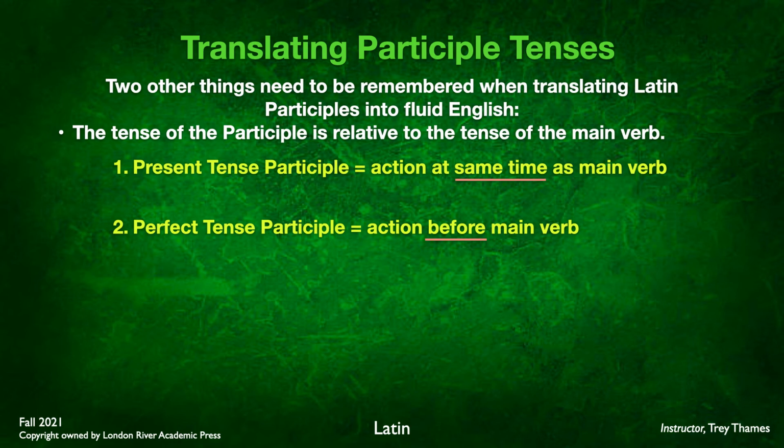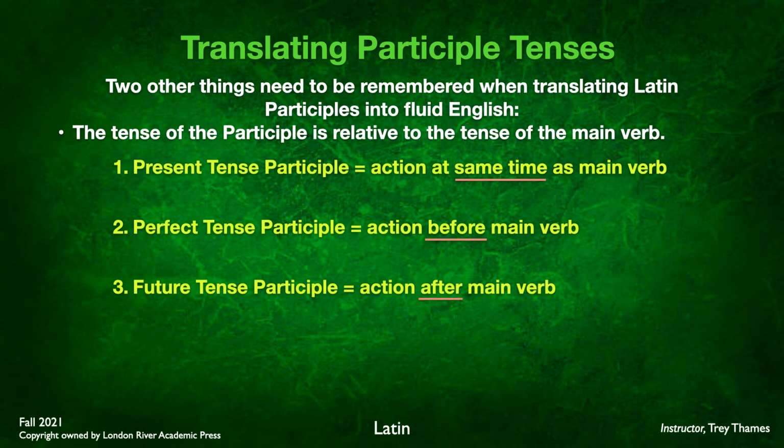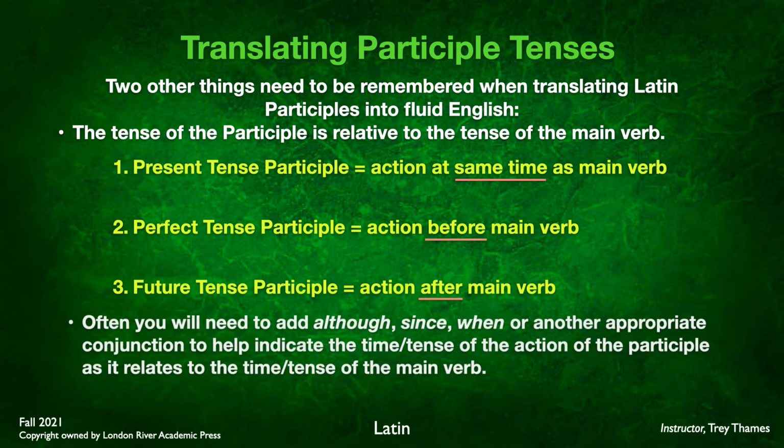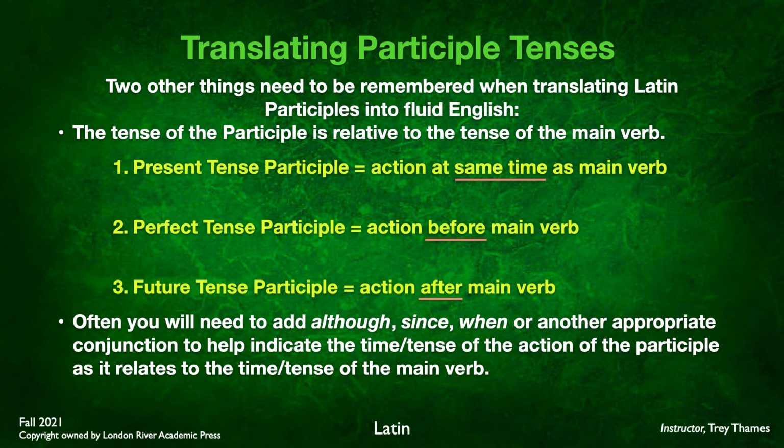We'll look at some examples here in just a minute. And then finally, the future tense participle is action happening after the main verb. That one's pretty self-explanatory. The other thing you'll want to remember as you translate participles is that often you will need to add conjunctions like although, since, when, as, after, or any other appropriate conjunction that will help indicate the time or tense of the action of the participle as it relates to the time or tense of the main verb.